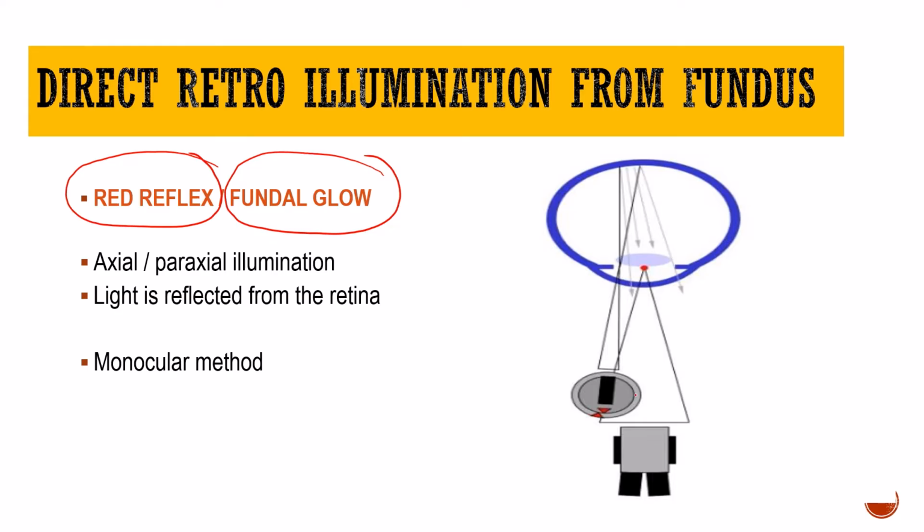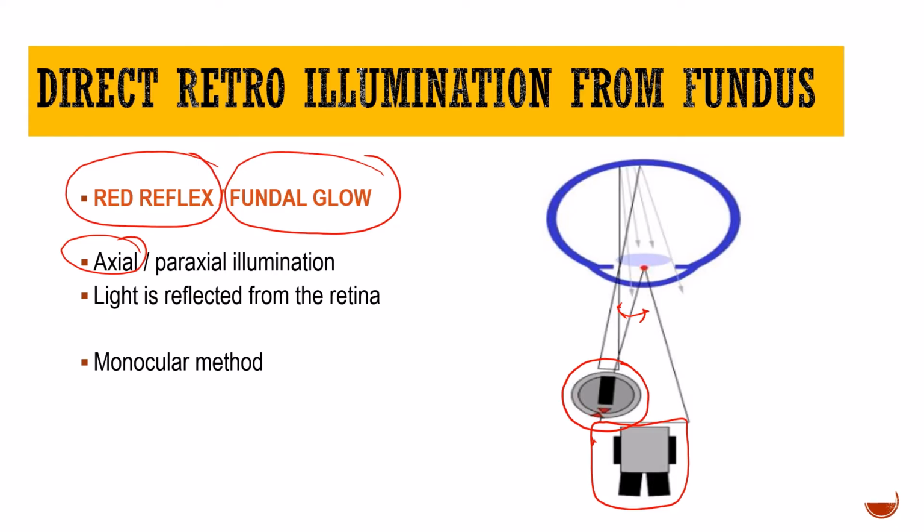So I will tell you what is meant by paraxial or axial. The illumination system, which is here, and the viewing system are almost in the same line. If they're exactly right behind each other, that is called an axial illumination. And if they are slightly offset with each other, about 10 degrees or so, that is called a paraxial illumination. So for a direct retroillumination from the fundus, it is very important to have this axial or paraxial illumination.